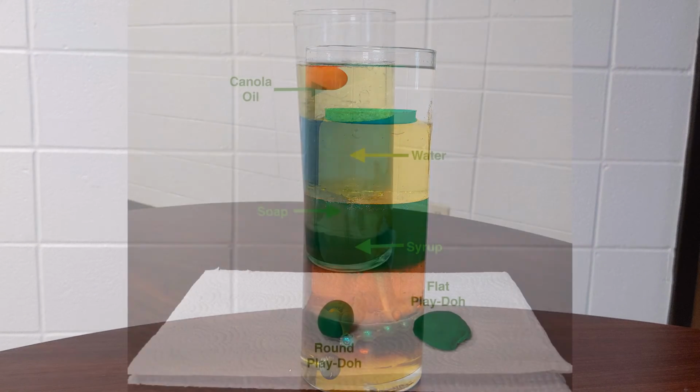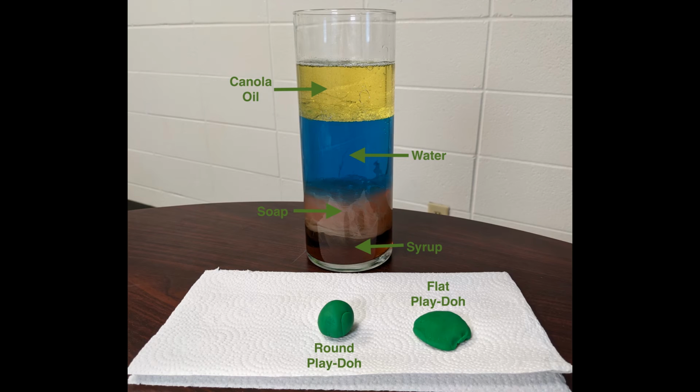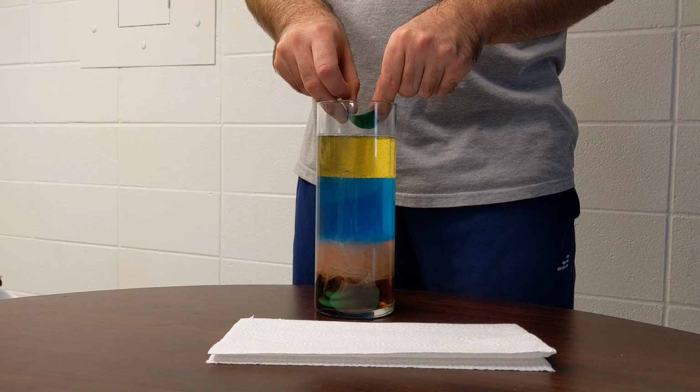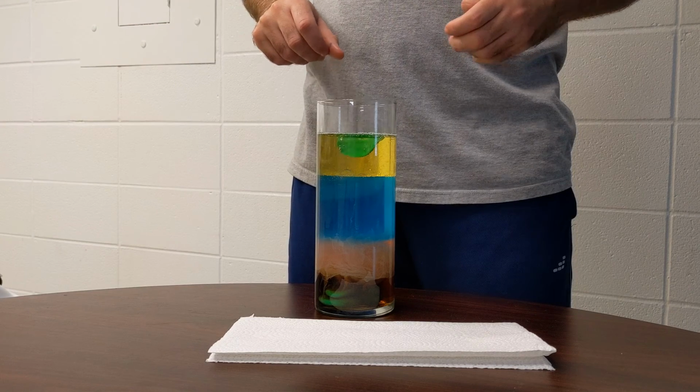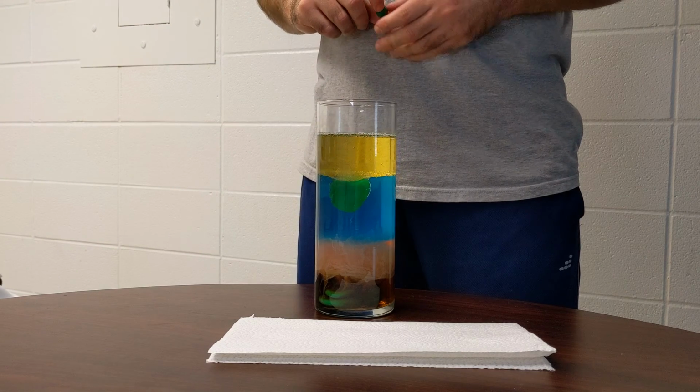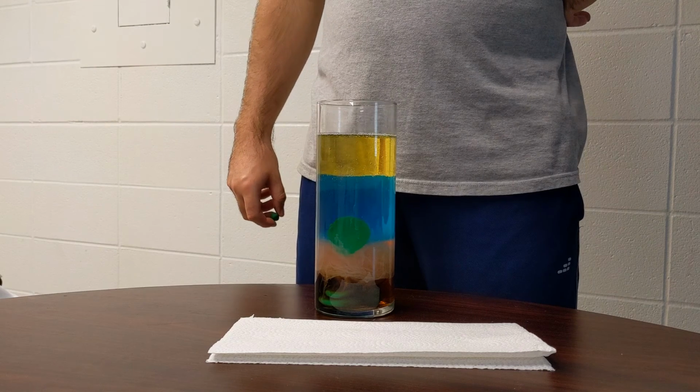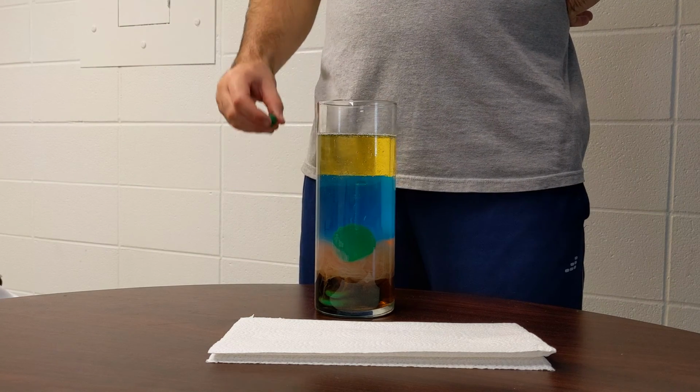For the second part of the experiment, we will be using the following liquids from most to least dense: syrup, dish soap, water with blue dye, and canola oil. We will be releasing 2 pieces of Play-Doh into the liquids, each weighing 3 grams, the only difference being their shape. The disc falls slowly due to a large amount of drag on its surface area, while the ball, since it has less surface area, has less drag on it, causing it to fall faster.